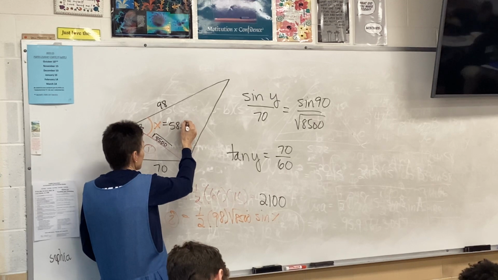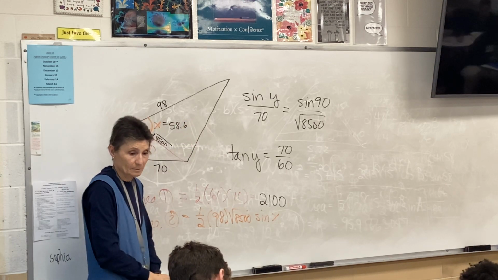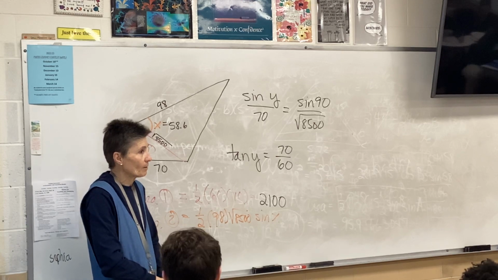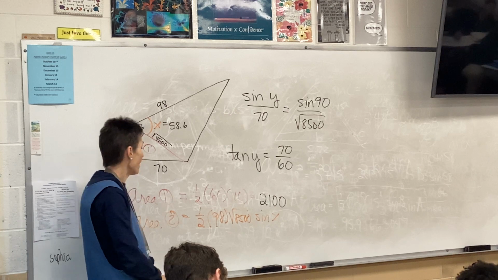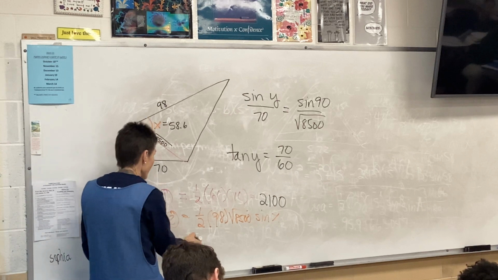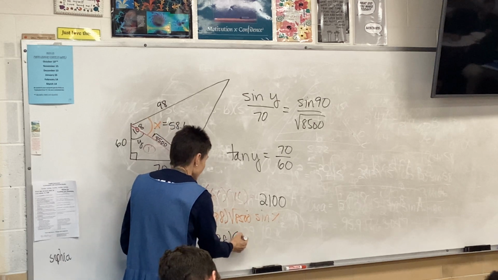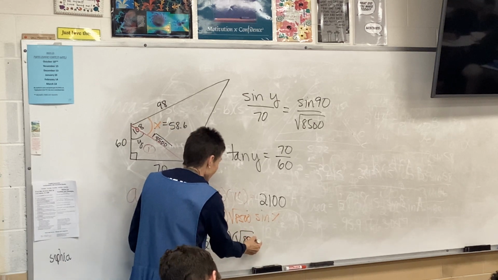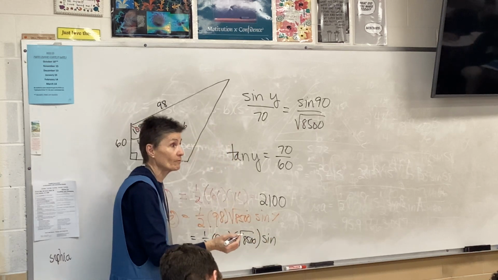58.6? I'm taking it from the crowd, is that right? Yeah. So now, the area of that triangle will be 1/2 98 square root 8,500 times sine of the second answer, and you don't have to round off at all.